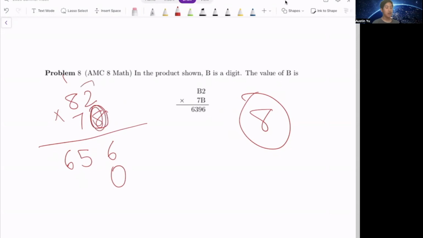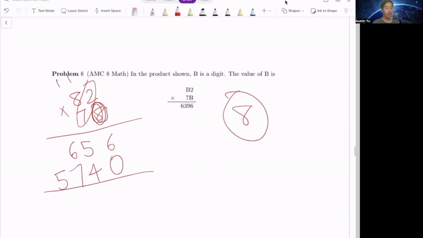And then 7 times 2 equals 14. Carry over a 1. 8 times 7 is 56. Plus 1 is 57. And then we know that this is 6,396. So the answer is 8.